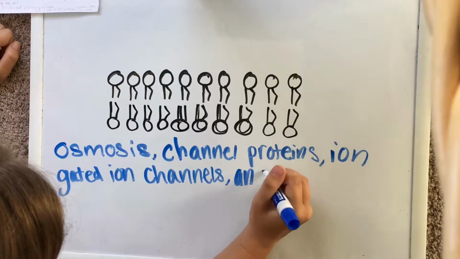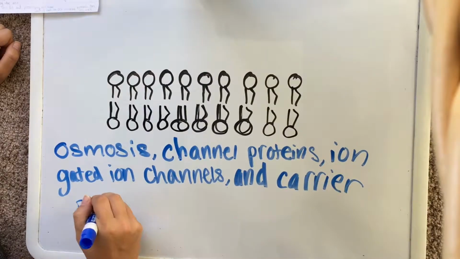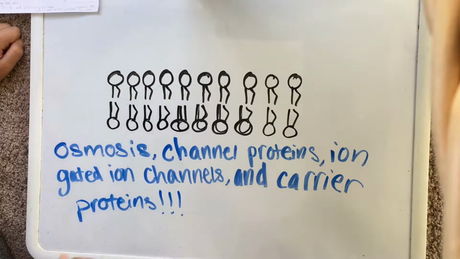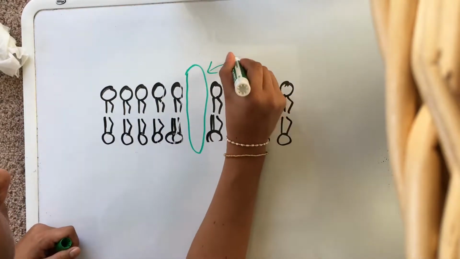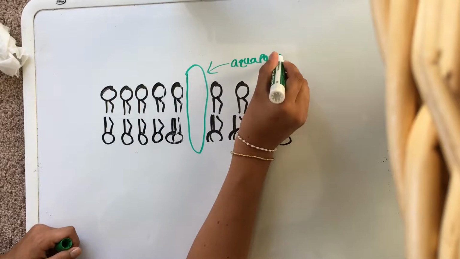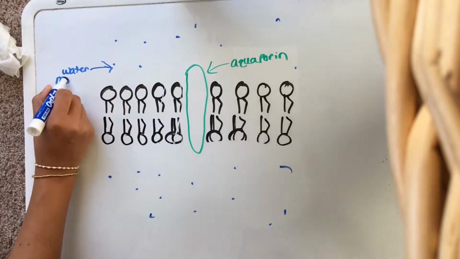The four types of facilitated diffusion are osmosis, channel proteins, ion-gated ion channels, and carrier proteins. Osmosis is the movement of water across a membrane through a protein called aquaporin from a high concentration of water to a low concentration until equilibrium is reached.